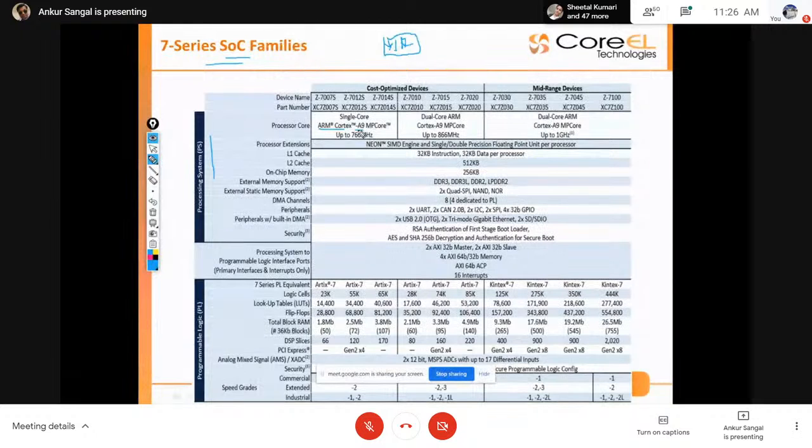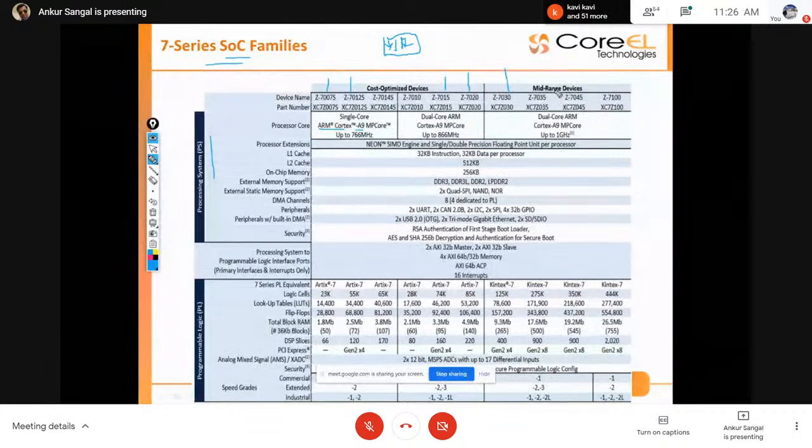Currently your mobile has an A53 ARM processor, or some devices have an A72 processor. Similar processors are available in Zynq UltraScale devices and Versal. These are new devices, available on 7 nanometer FinFET based technology, and these 7 series SoCs are available on 28 nanometer CMOS based technology. So this is the common specification. These different ICs are available in this family.